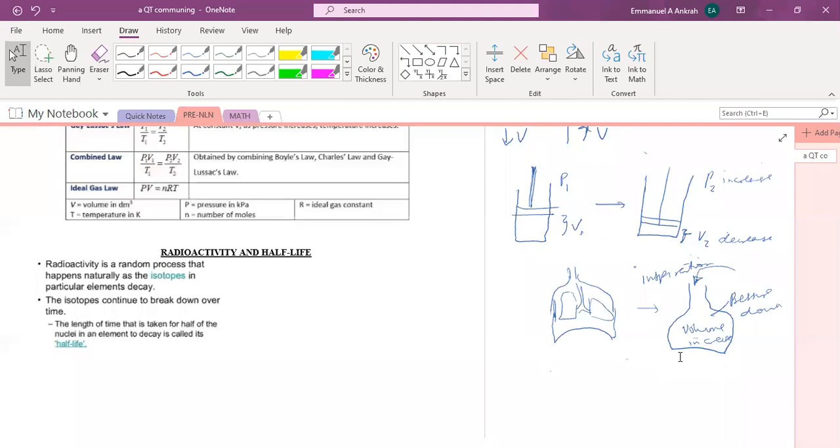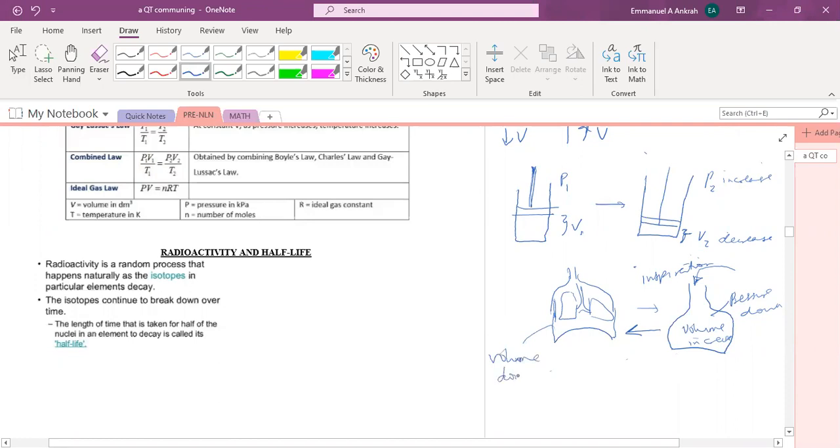Let's go backwards. For expiration, to give out the carbon dioxide, it's going backwards. So the diaphragm moves up, right? It contracts, moves up. So once it moves up, what's going to happen? The volume here is going to go down, and the thoracic cavity will be down. Once the volume goes down, then the pressure inside will increase. So increased pressure in the thoracic cavity. Once the pressure is up, it's going to push the gas out. So the carbon dioxide comes out. So that's expiration.